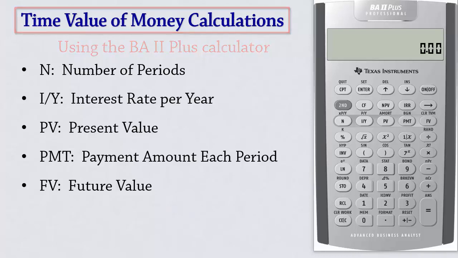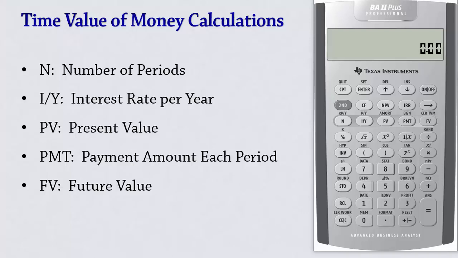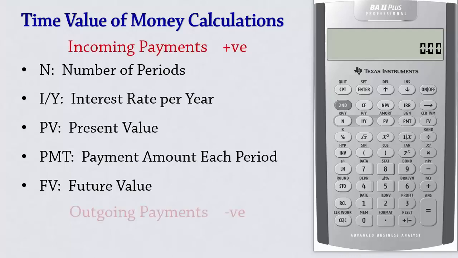In this tutorial, we will only be using these time value of money keys. That is, we will not be changing PY and CY values. PY and CY will be left at their default values of 1. So if you plan on changing them, please see other videos posted on this channel. We will enter incoming payments as positive and outgoing payments as negative.